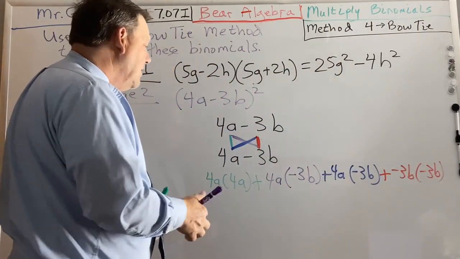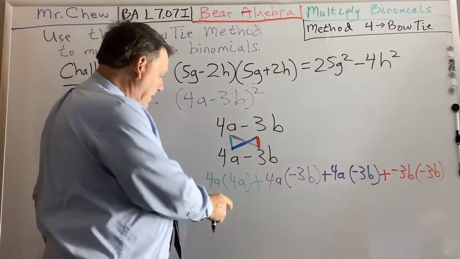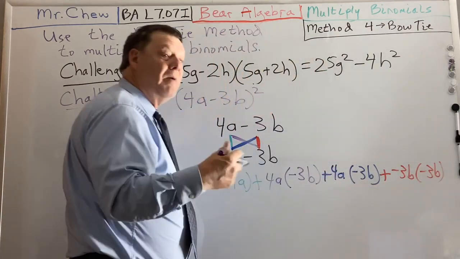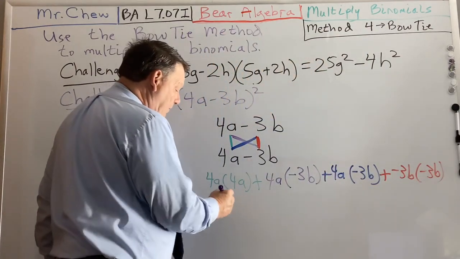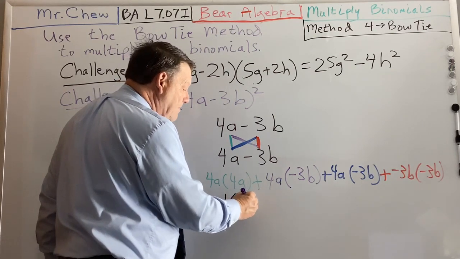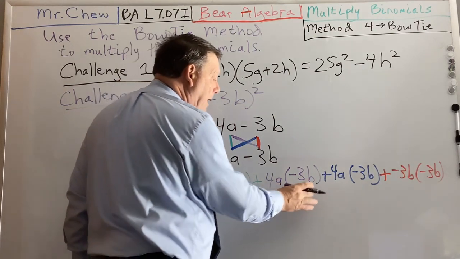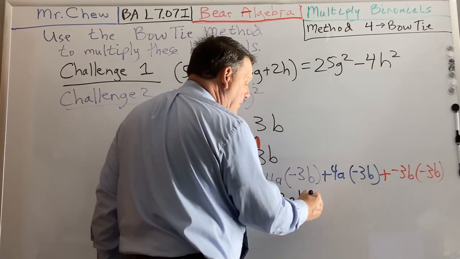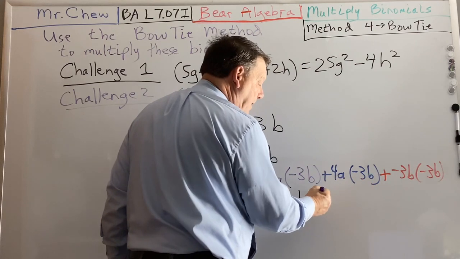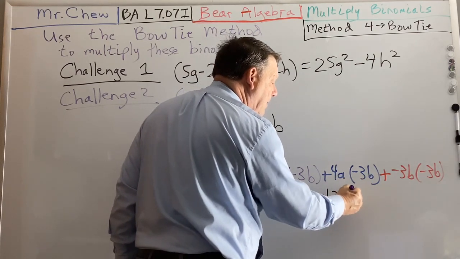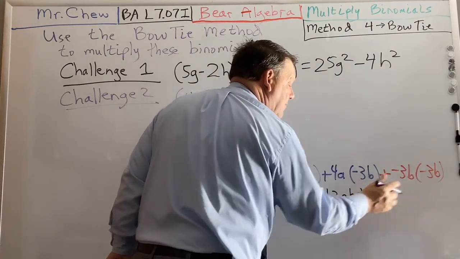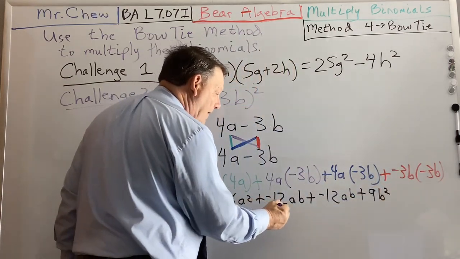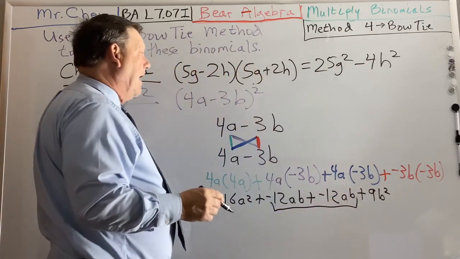All right. So now we're just going to multiply these two together, these two together, these two together, these two together, and then combine the like terms. 4a times 4a is 16a squared. 4a times negative 3b is negative 12ab. 4a times negative 3b is negative 12ab. And then negative 3b times negative 3b is 9b squared. So I have like terms here that I can combine.